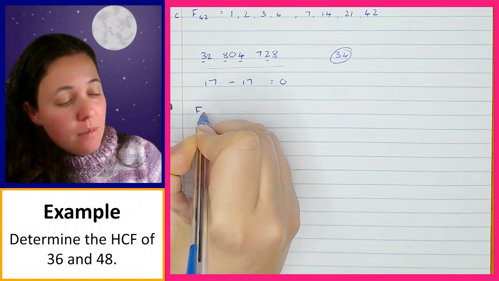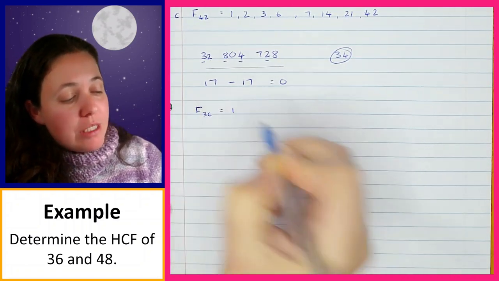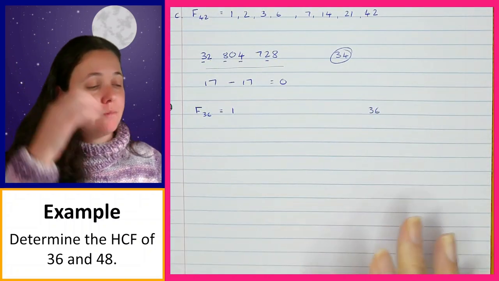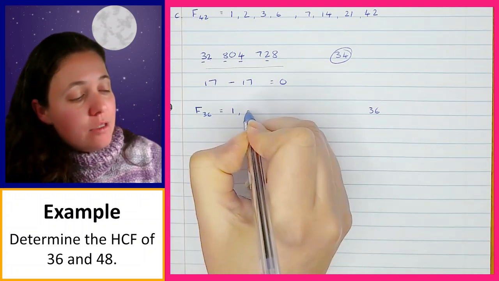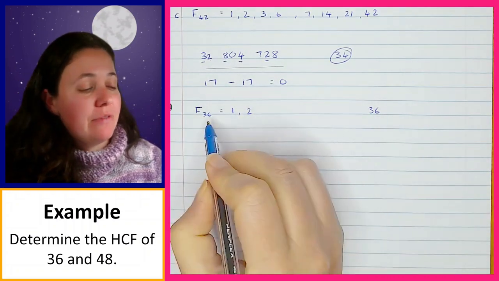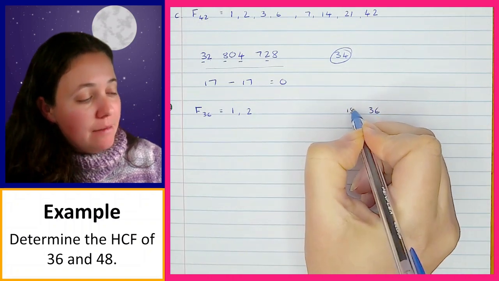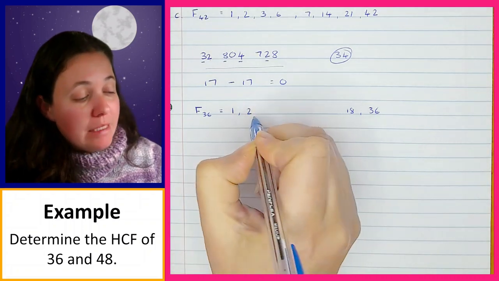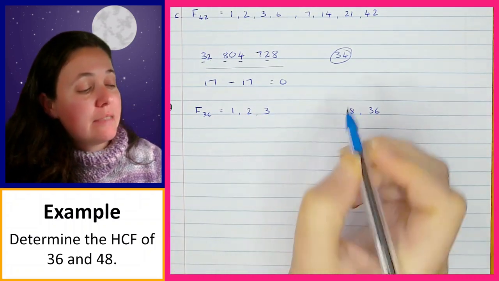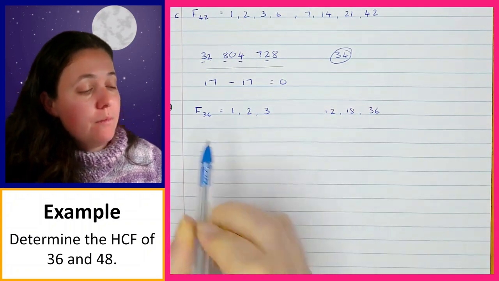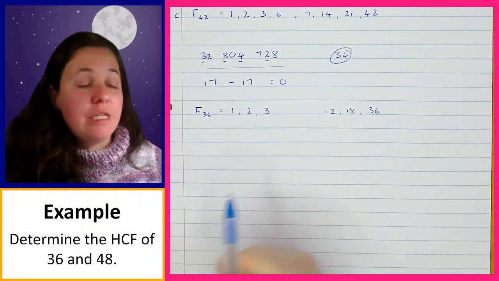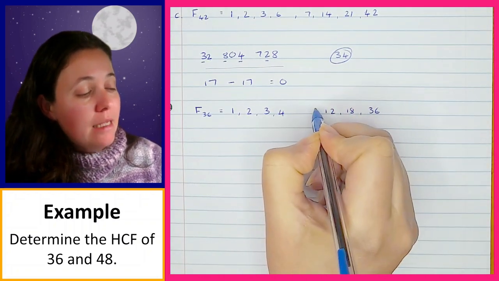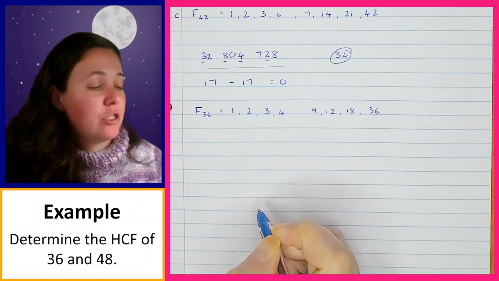So the factors of 36, we start with 1, and our last one is going to be 36. Then it's even, so 2 is going to be a factor. If I divide 36 by 2, I will end up with 18. 3 plus 6 is 9, so I know that 3 is going to be a factor. So I'm going to put down 3. 36 divided by 3 is 12. 4 does go into 36, so I'm going to put a 4 over here, and 36 divided by 4 is 9, so that is going to be my factor over there.